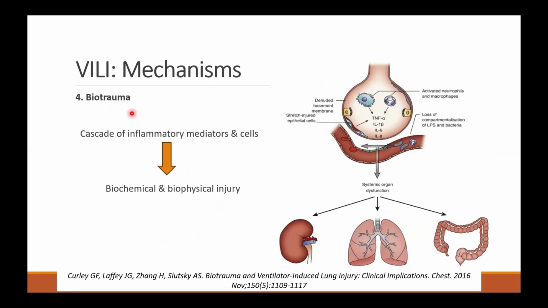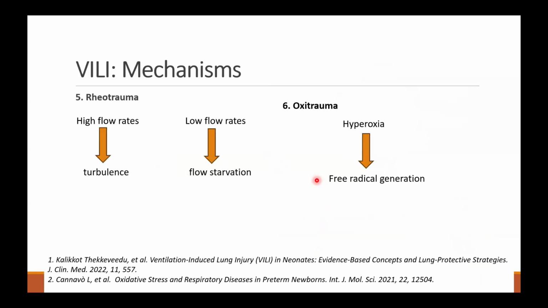The next important thing is we have biotrauma. So whenever there is atelectotrauma or volutrauma, it causes basement membrane alteration of the structure, and that in turn leads to activated neutrophils and macrophages, which release mediators of inflammation like tumor necrosis factor alpha, interleukin 1 beta, interleukin 6, interleukin 8, ultimately causing a cascade of inflammation and affecting other organs in addition to lungs. It could be kidneys, intestine, and the patient can mimic a baby having sepsis.